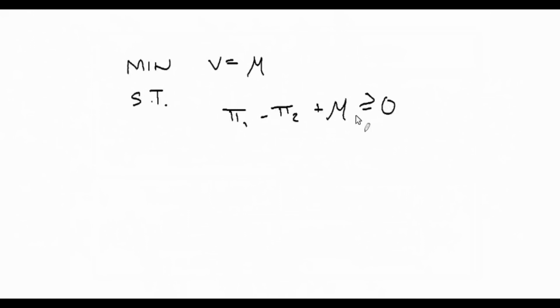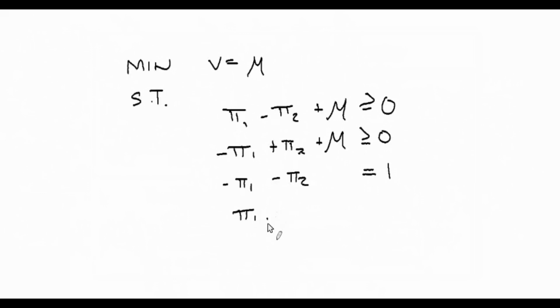Let's put this all together and write down our dual. Minimize V equals mu, such that pi sub 1 minus pi sub 2 plus mu is greater than or equal to 0, minus pi sub 1 plus pi sub 2 plus mu is greater than or equal to 0, minus pi sub 1 minus pi sub 2 is equal to 1, pi sub 1 and pi sub 2 are less than or equal to 0, and mu is unrestricted.